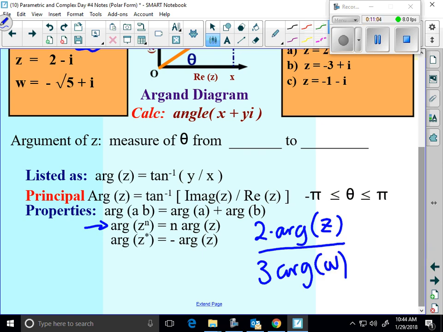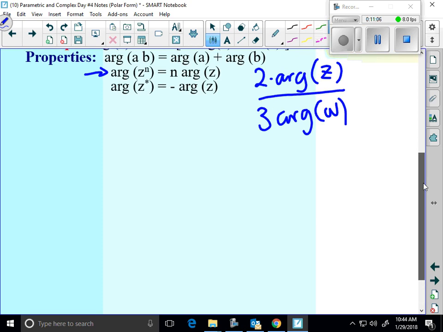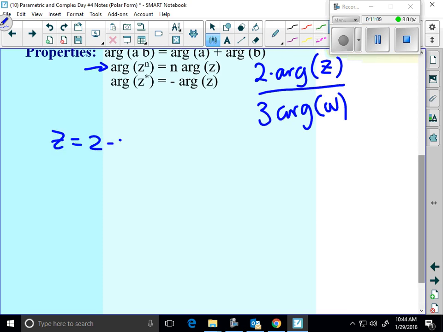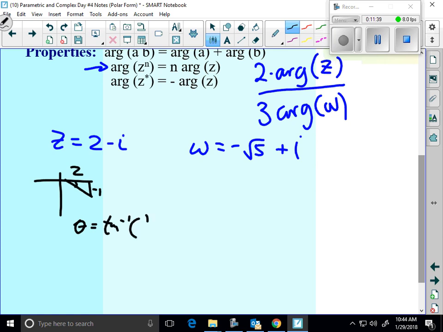Well, somebody give me those values for what is z and what is w. Z is 2 minus i. W is negative root 5 plus i. Okay, so I'm just going to sketch these real quick, and you can kind of see how my thinking works. Which quadrant would this be in? Fourth, right? I would sketch it like this. I'd go over 2 and down 1. And I want that argument. Well, in order to get that argument, theta would be the inverse tangent of negative 1 over 2. Okay, agreed? So this would be the argument of z.